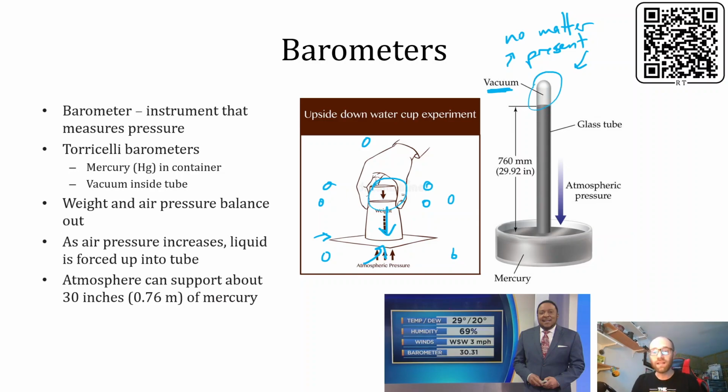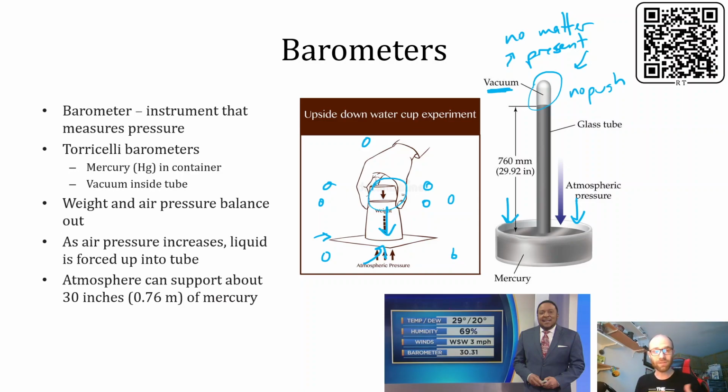Which means that there's air pushing down. This basin is, of course, open, and there's no push here. The only push we have is the air pushing down on the mercury, and then, of course, there's gravity pulling down on the mercury, too. So we're balancing out that gravity versus the push of air.